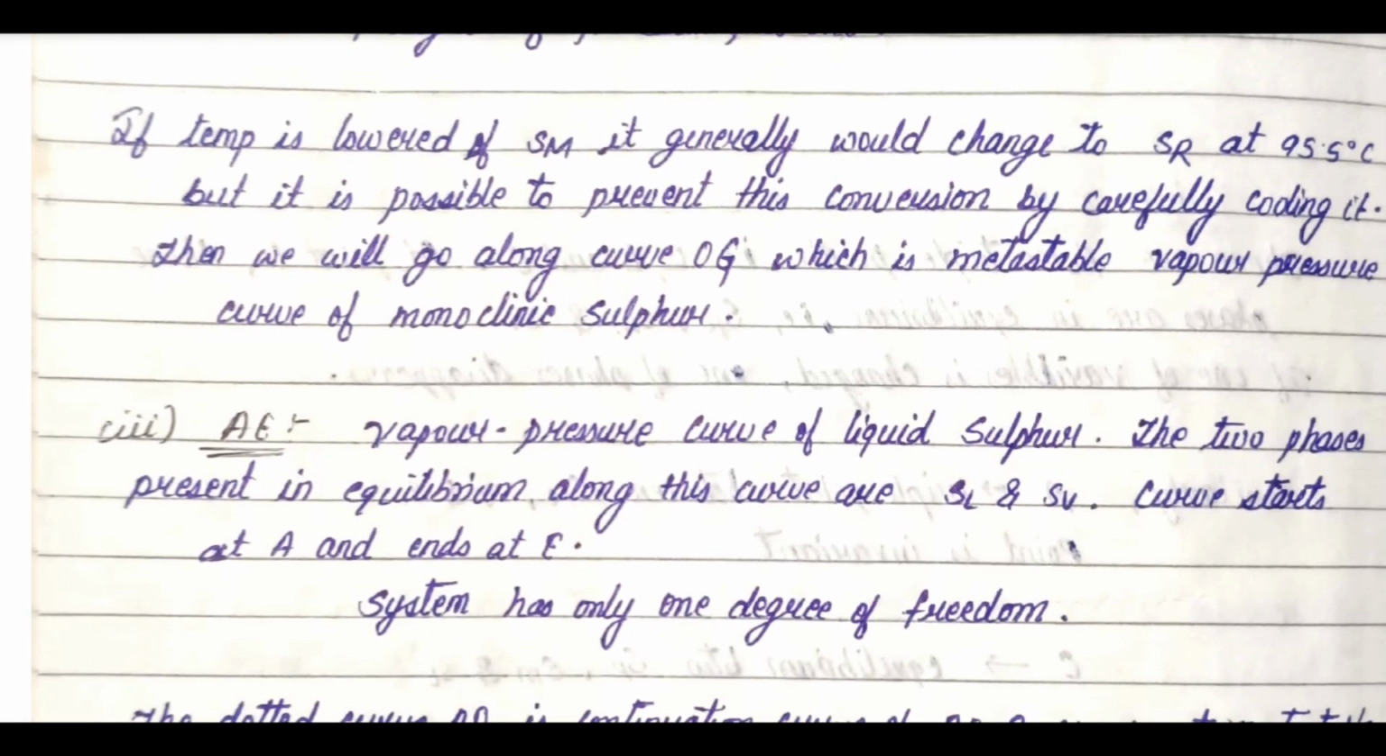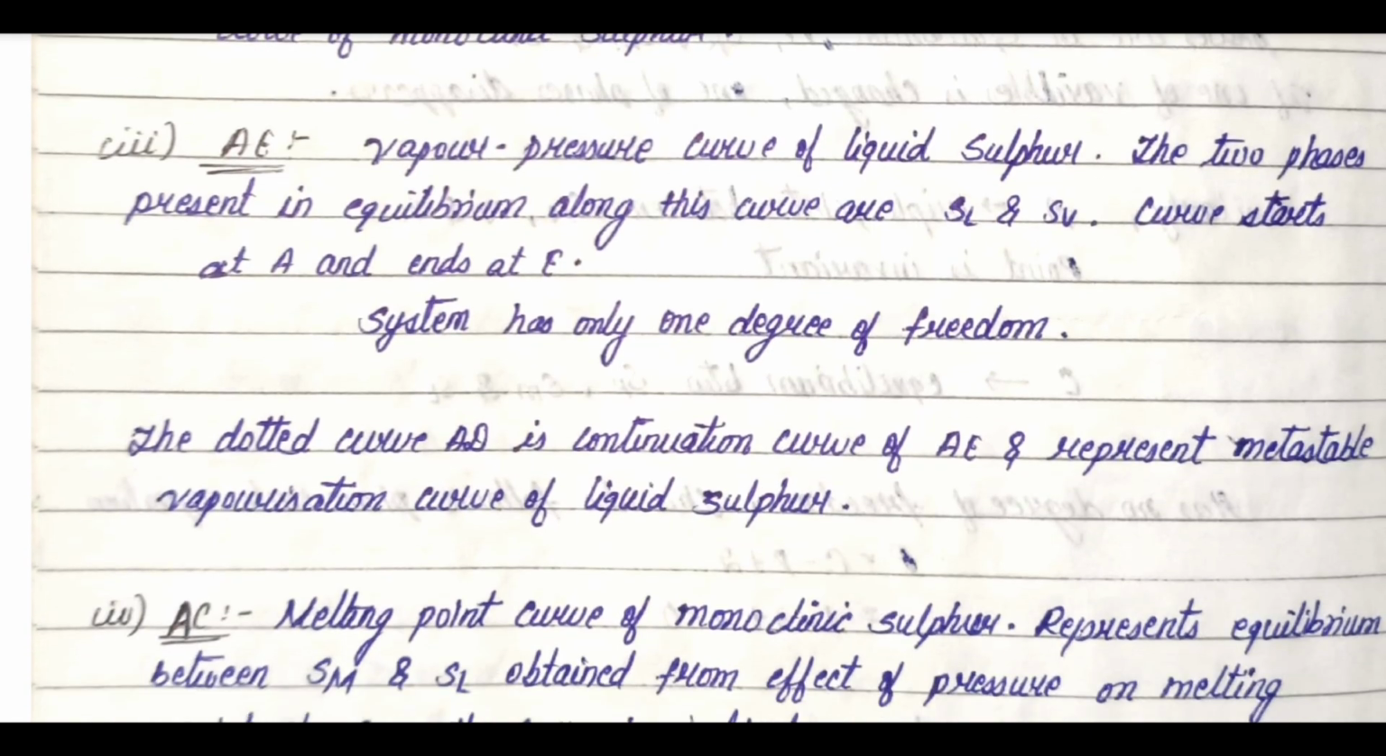If temperature is lowered, SM generally would change to SR at 95.5 degrees Celsius. But it is possible to prevent this conversion by carefully cooling it. Then we will go along curve OG, which is the metastable vapor pressure curve of monoclinic sulfur. Third, AE, the vapor pressure curve of solid or liquid sulfur. The two phases present in equilibrium along this curve are SL and SV.